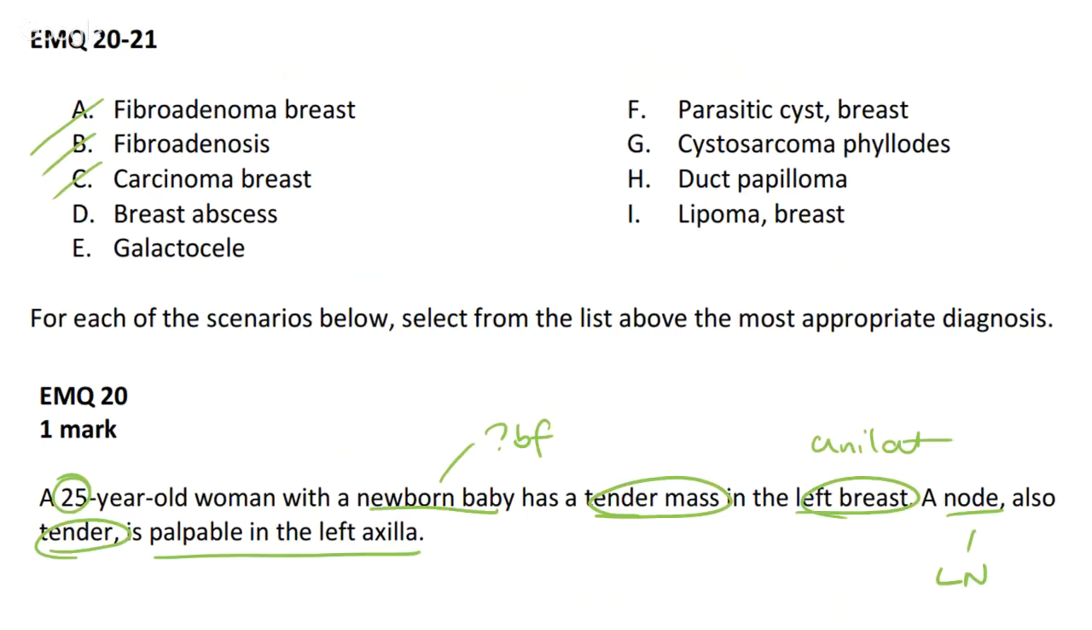Breast abscess? Yes. Does she have a galactocele? No. It wouldn't be painful and you wouldn't get lymphadenopathy. So the lymphadenopathy is likely secondary to the fact that she has an infection. Why is she getting infected? Because she's breastfeeding, one. Second, she's getting mastitis. And then a rare complication of mastitis is breast abscess. Parasitic cyst, unlikely. Not a phyllodes tumor, not ductal papilloma.